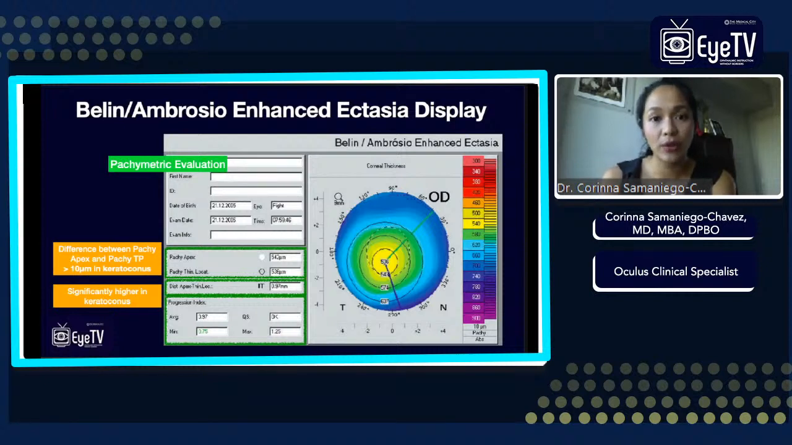The average of all meridians and the meridian with maximal and minimal progressions are also displayed. These parameters allow for the differentiation of a normal thin cornea versus one with ectasia, as well as of a normal thick cornea versus one with early edema.